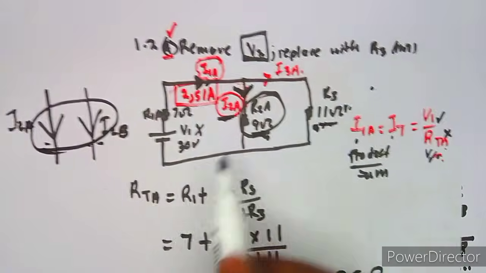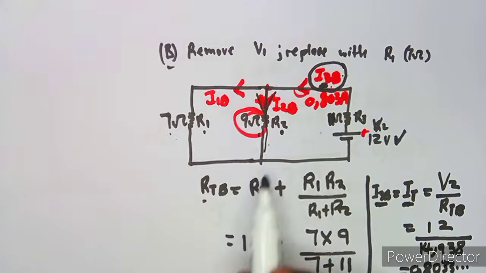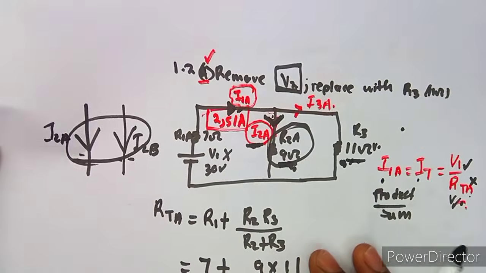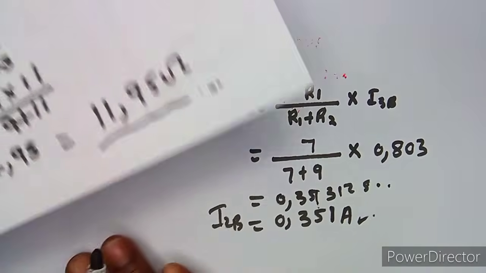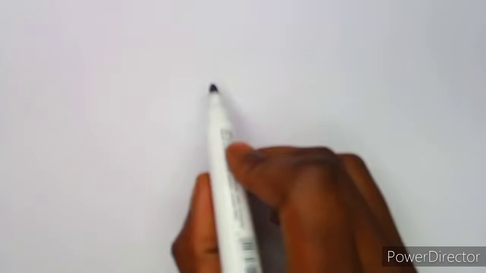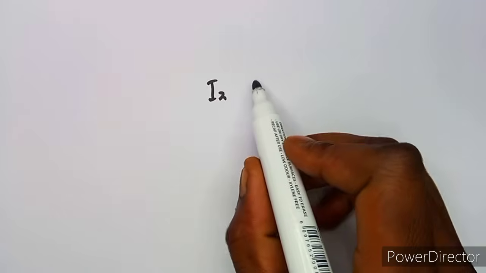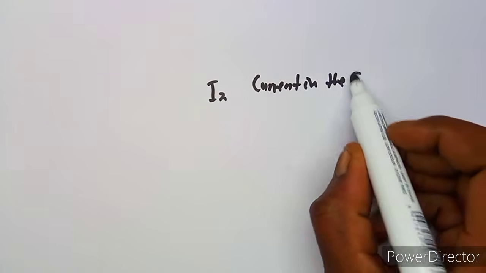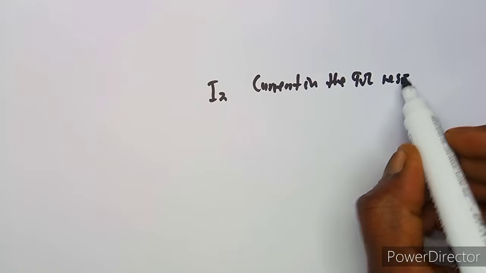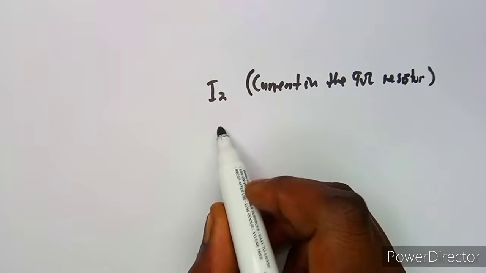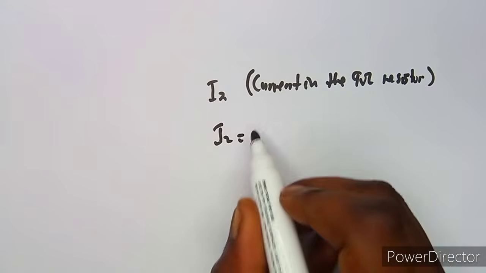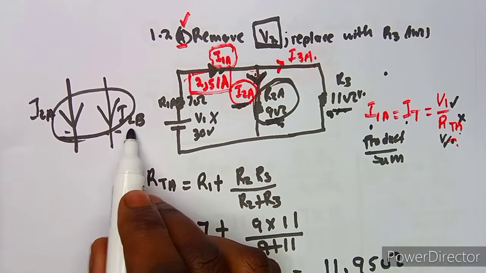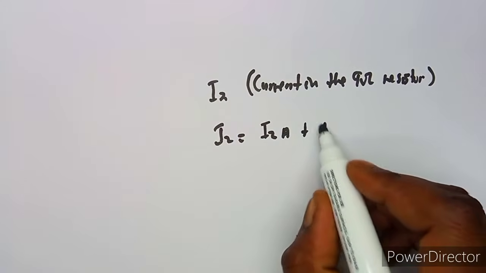So you're going to add these two currents to determine the current that is going to flow in the 9 ohm resistor. So that will be the sum of the two. Therefore, I2, which is the current in the 9 ohm resistor, the one that we are referring to as I2, will be equal to the total of the two, I2A and I2B, because they are flowing in the same direction.